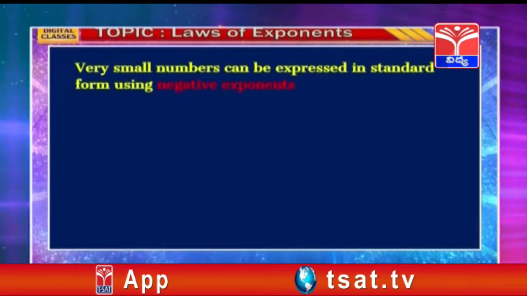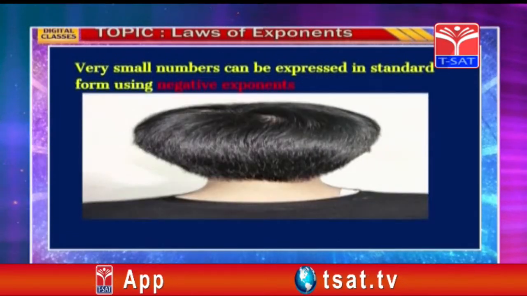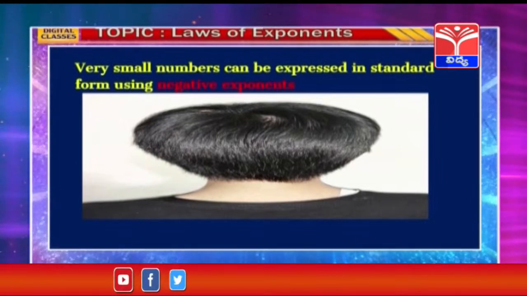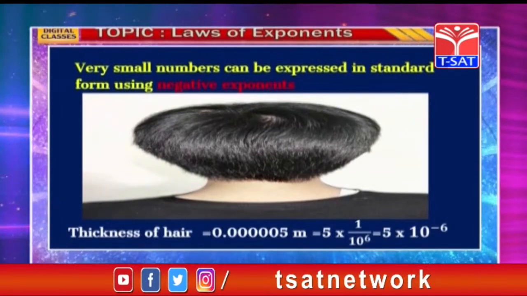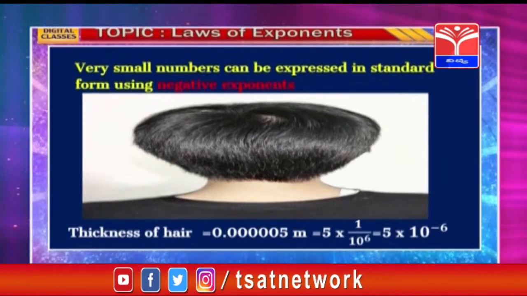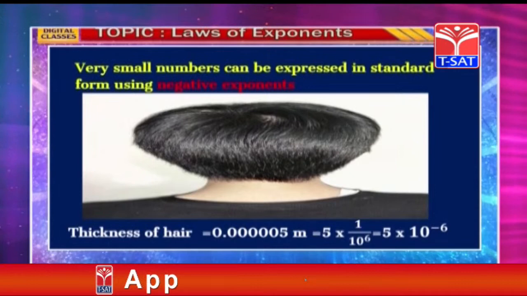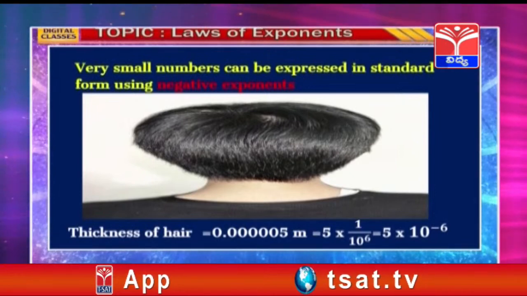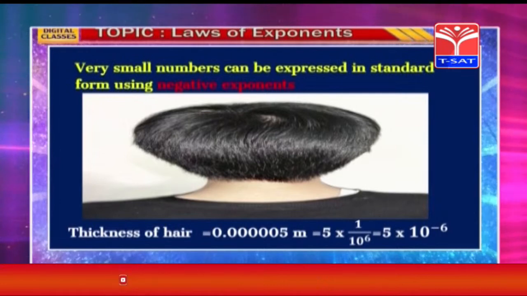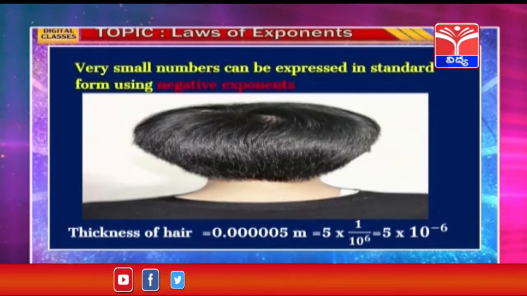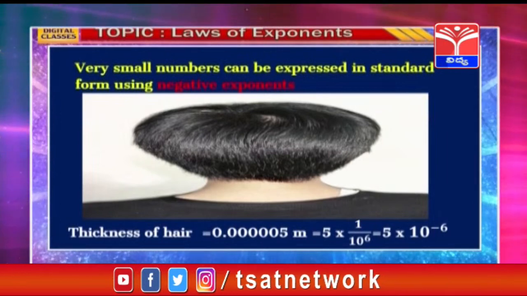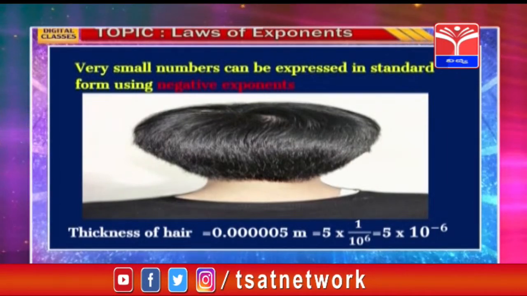Very small numbers can be expressed in a standard form using negative exponents. In our daily life, do you know what is the thickness of this hair? Tell me, think over. I will tell. The thickness of this hair is 0.000005 meters. See how small it is. This can be written as 5 into 10 to the power of minus 6. So look at this. The exponent is negative.